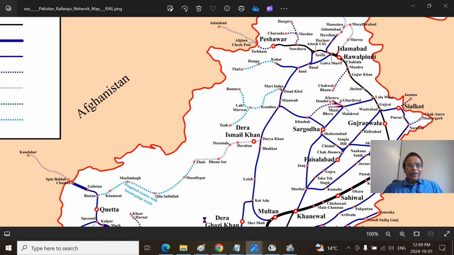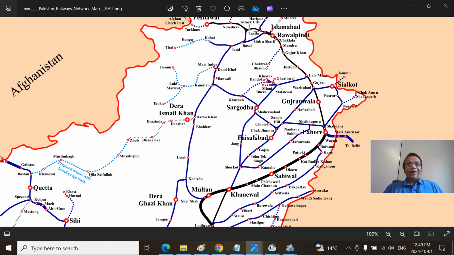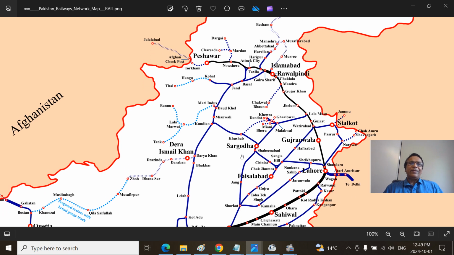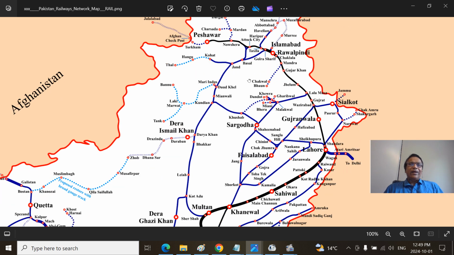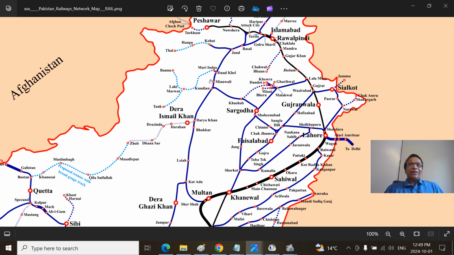See how the railway lines are organized. I will go over here. So this is the Attock city and Basal and Jand. You can see the Mianwali Valley, Daud Khel and Kundian. This is along the river. The railway line was built during the British time. Darya Khan and Bhakkar, Layyah and Kot Addu.